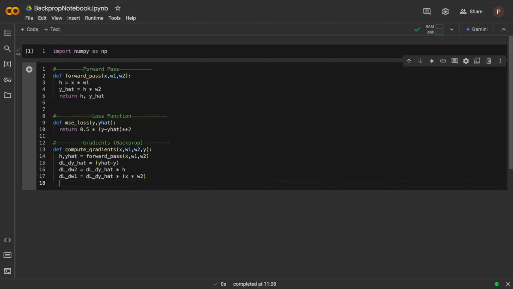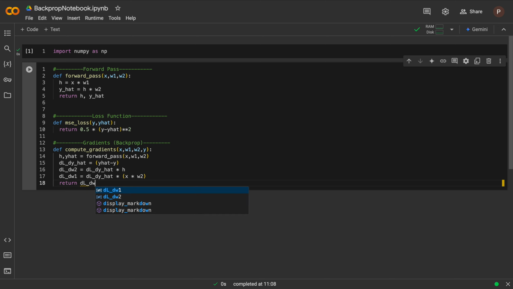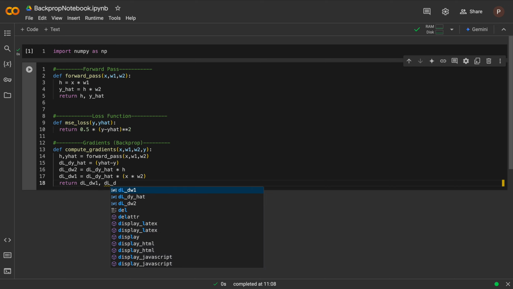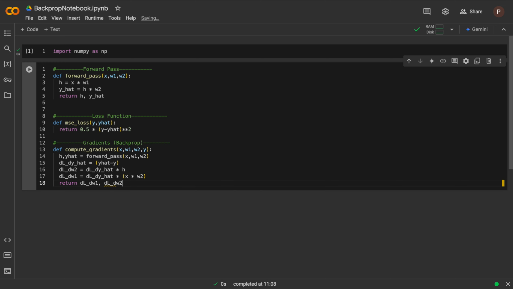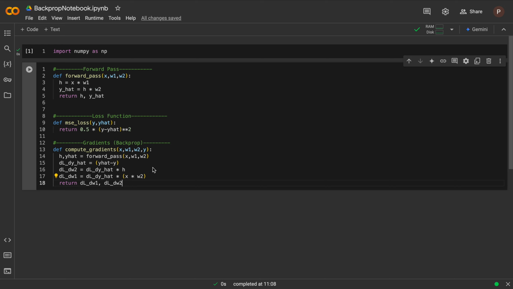And so these are the gradients that we have calculated. And we're simply going to return dl_dw1. And we're also going to return dl_dw2. So essentially we've implemented backpropagation here with the chain rule. Okay, so that's what we've done over here.